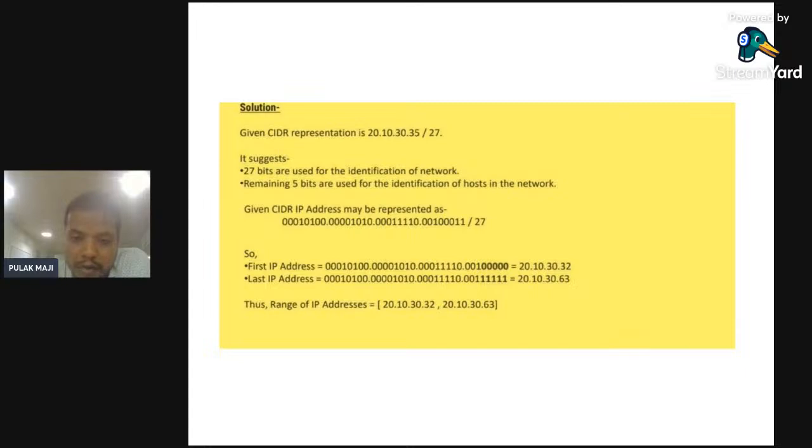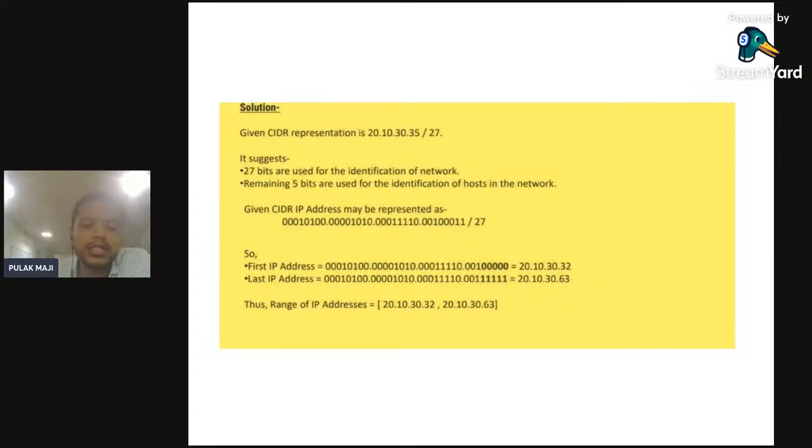The last octet value comes out to be 32. That is my first IP address. And if we convert the last IP address, it comes out to be 200.10.20.63. This is the last IP address. So this is the range, 32 to 63. This is the range, and the question is asking the same.